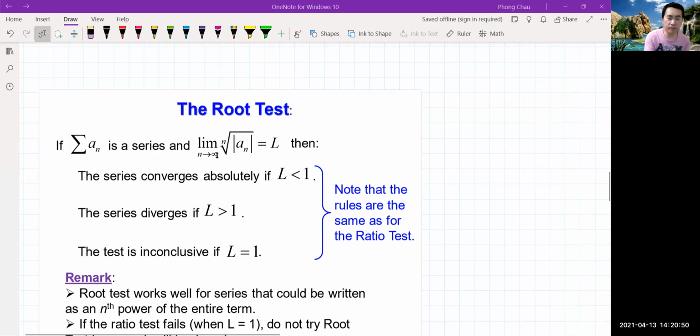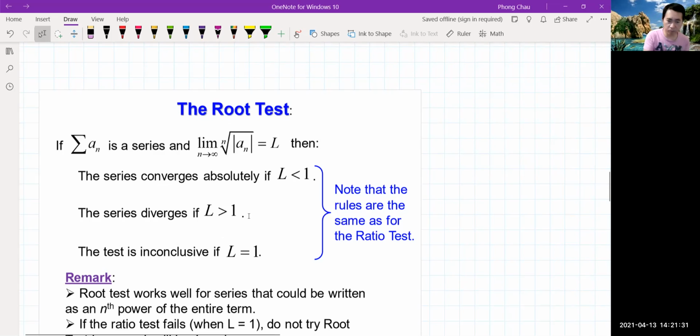So basically, we take the nth root of the general term, and if the limit equals, say, L, and if that limit L is less than 1, then the series converges absolutely. Notice that when we apply the root test here, we take the absolute value of the term. So that's why it converges absolutely. If it's bigger than 1, the series diverges. If it's equal to 1, then the test is inconclusive.